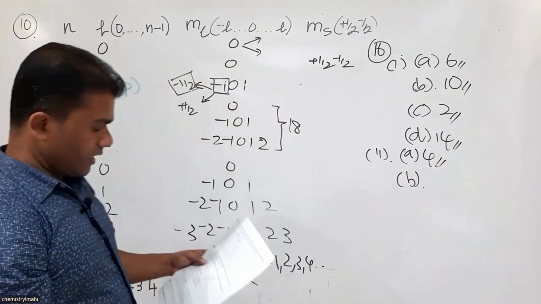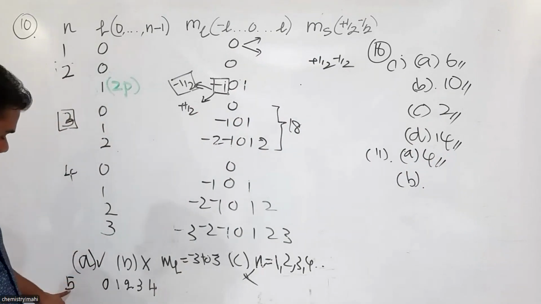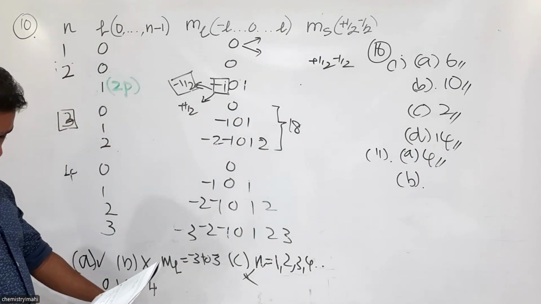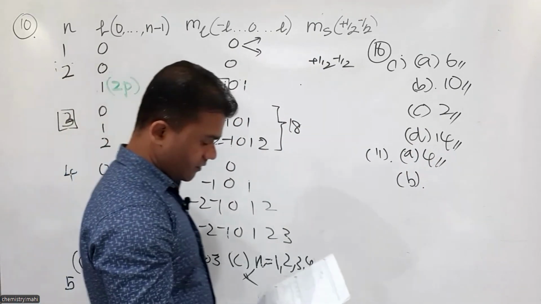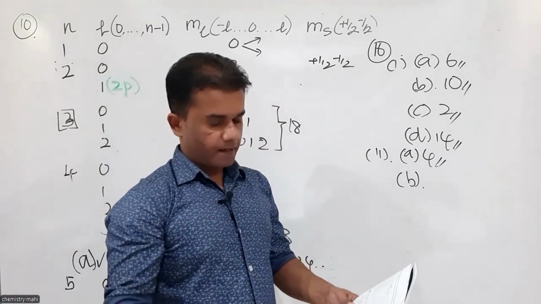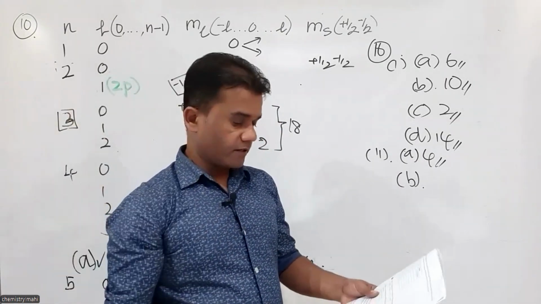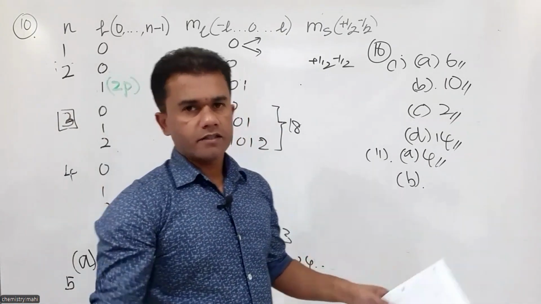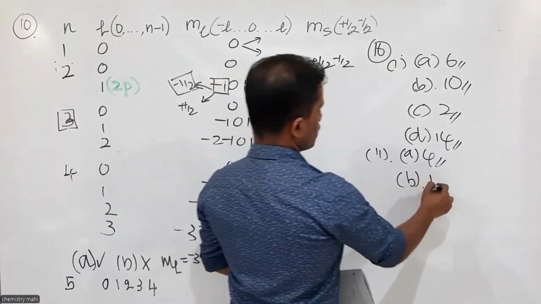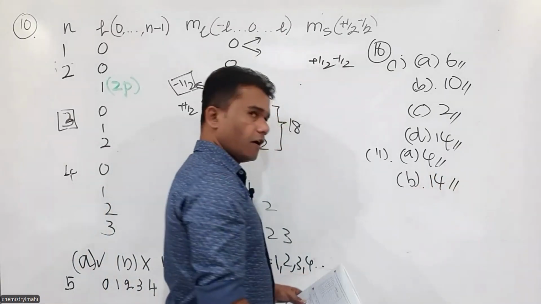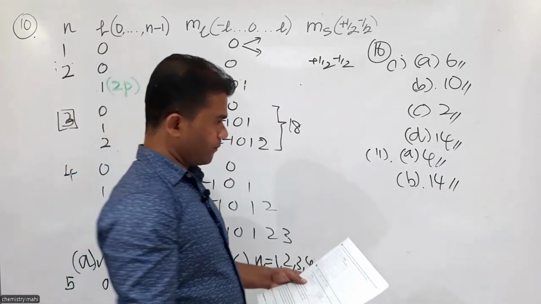B, n equals 5, l equals 3. l equals 3 means there are 7 ml values: -3, -2, and so on through 0 up to +3. 7 ml values mean 7 into 2, so 14 electrons can have n equals 5, l equals 3.